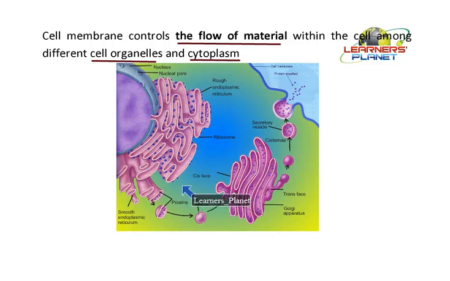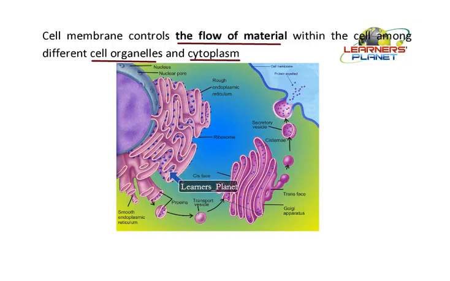For example, let us say mitochondria. Mitochondria is involved in the synthesis of energy-rich molecules. These energy-rich molecules are ATP. The formation of ATP will need an enzyme. Enzyme is chemically a protein. Where will this protein be formed? It will be formed in the endoplasmic reticulum.